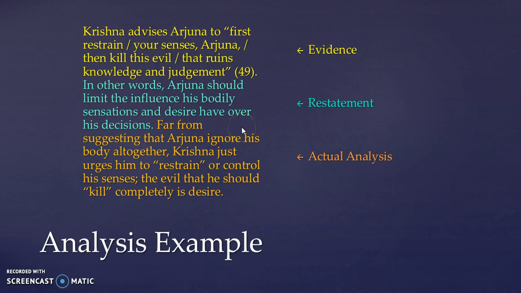But you need to push beyond that a little bit and say something like this. Far from suggesting that Arjuna ignore his body altogether, Krishna just urges him to restrain or control his senses. The evil that he should kill completely is desire. So this example of analysis takes something that maybe the first time you see this quotation you would think that Arjuna is telling him to ignore his body. But the analysis says, like, that's a little bit too simple. And I'm pointing out something more complex about the quote. That's good analysis.